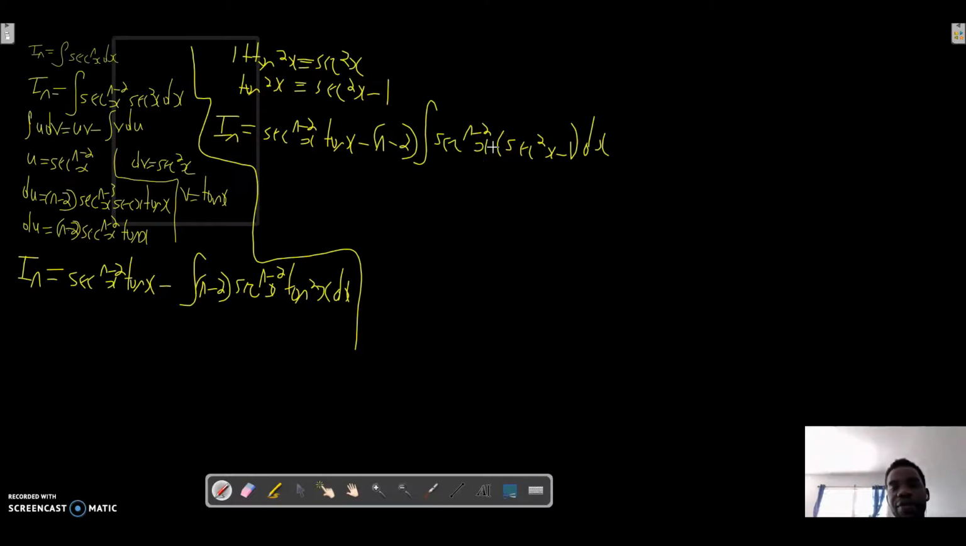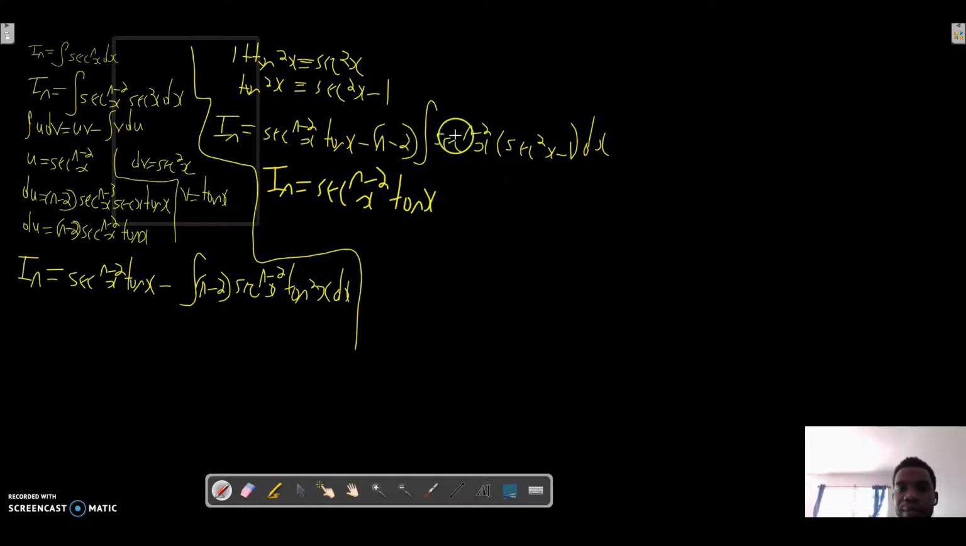And because in the previous question we did it step by step, we're going to split it all in one. So we're going to expand and split. Bear in mind that the minus n minus 2 is multiplying all this. So whenever we split it, it's going to multiply the terms individually. So I'm going to have I_n equals sec to the n minus 2 x tan x.